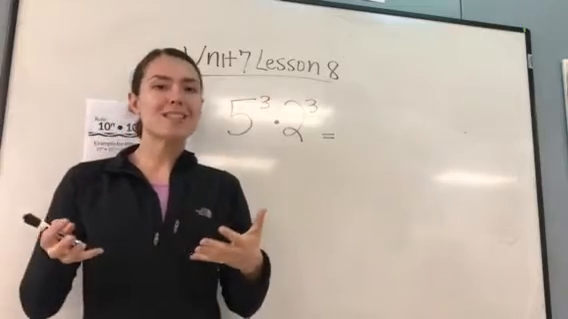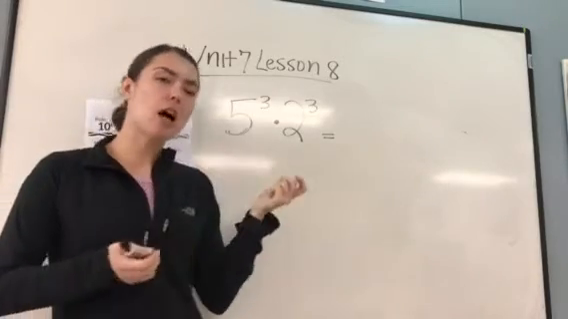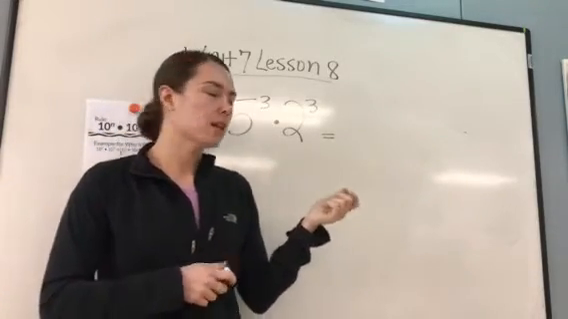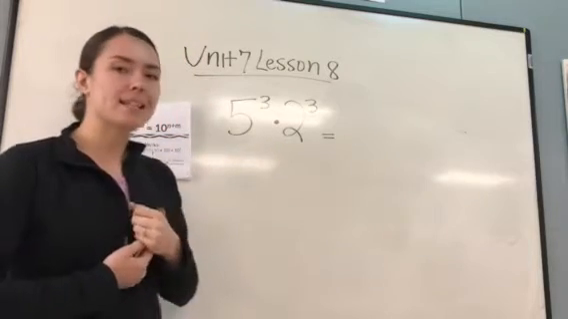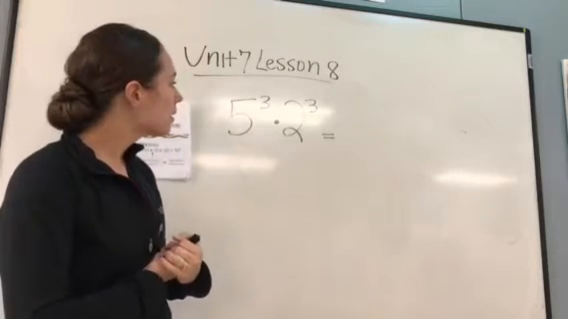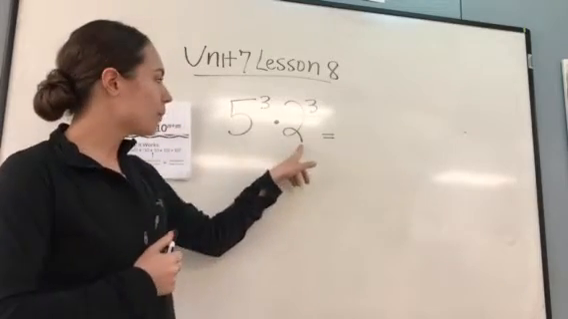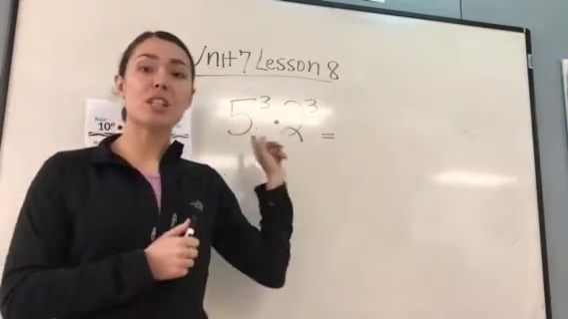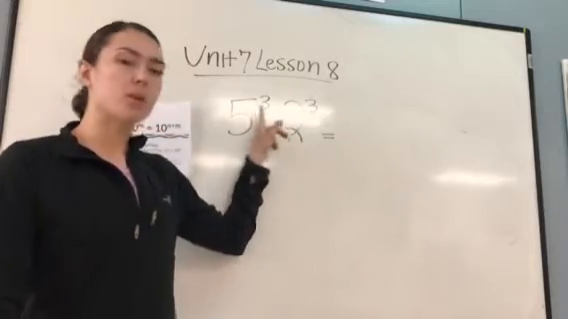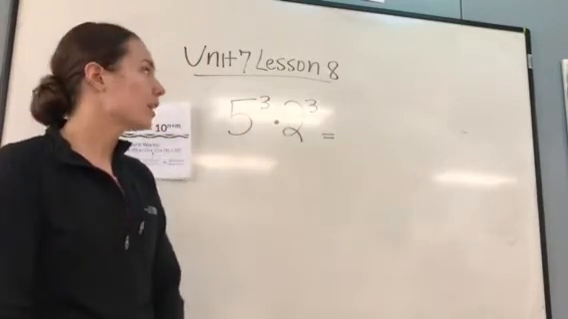What I want you to do is think about what do they have in common? What do they have differently? You might want to take a second to think about that. What we see here is that we have different bases, so our big numbers are different. Our exponent numbers are the same. They're both powers of 3.